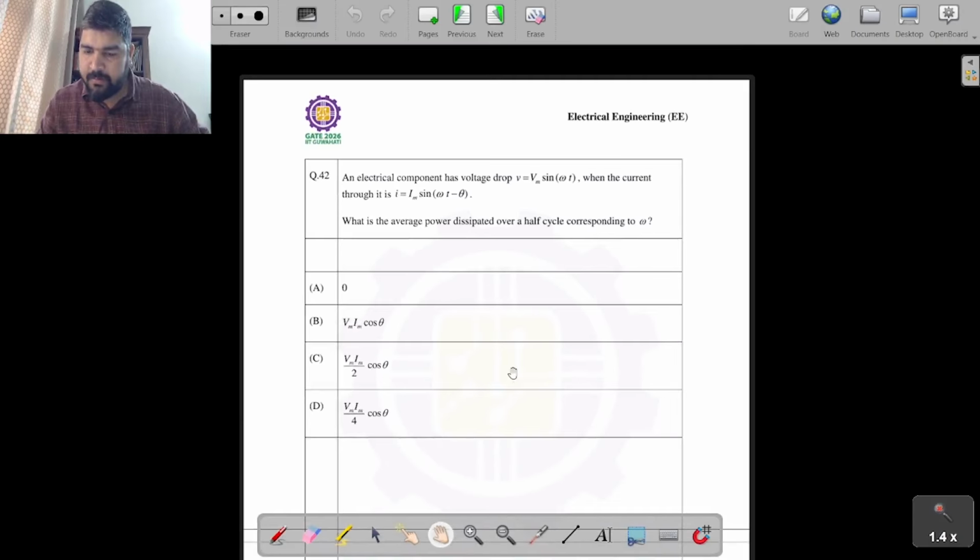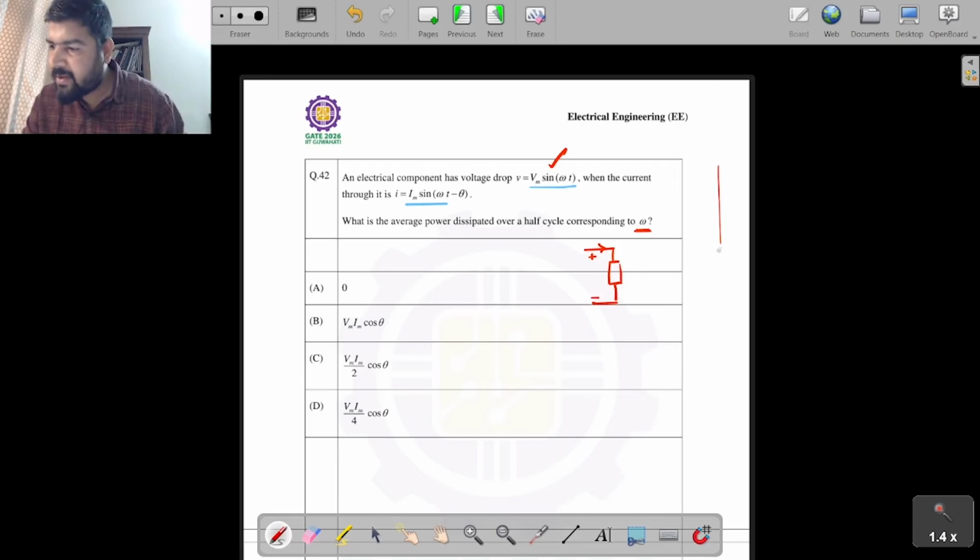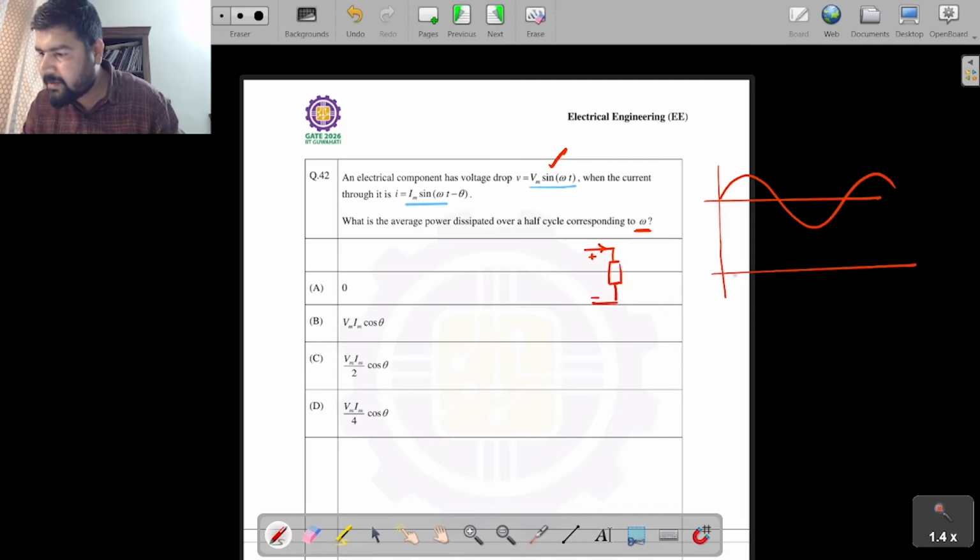Now in this question, an electrical component has the voltage this, and the current through that component is this, okay. So we have an electrical component, we don't know about the component. The voltage across this component is provided, and the current through this component is also provided. We need to find the average power dissipated over a half cycle corresponding to omega, okay. So we have this voltage and the current is a little lagging, current is lagging by this angle theta.